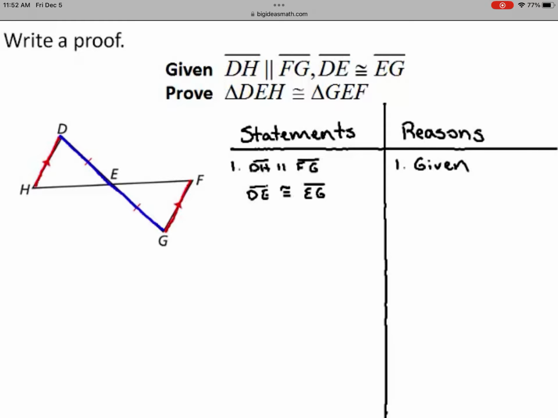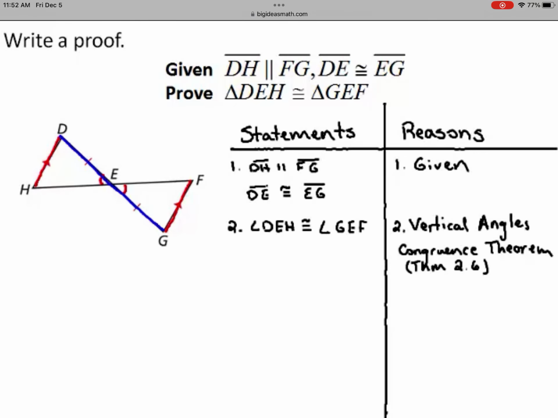Line segment DH is parallel to line segment FG, and line segment DE is congruent to line segment EG because this was given information. Then angle DEH is congruent to angle GEF by the vertical angles congruence theorem, because looking at the diagram, you can see that these two angles are vertical angles because their sides form two pairs of opposite rays.